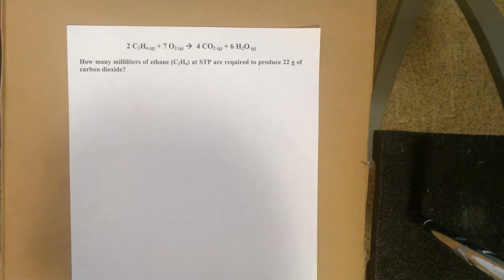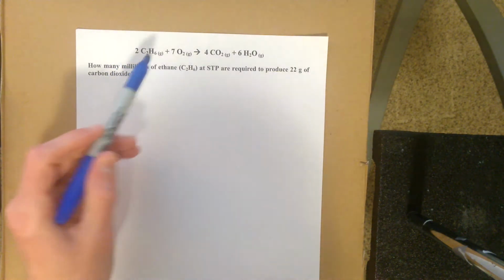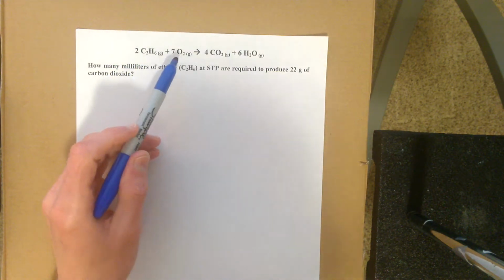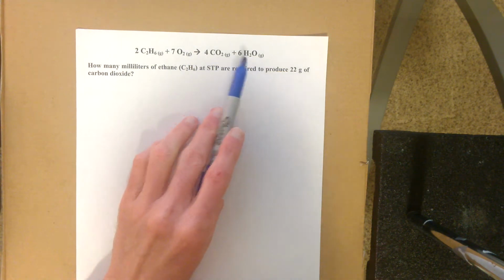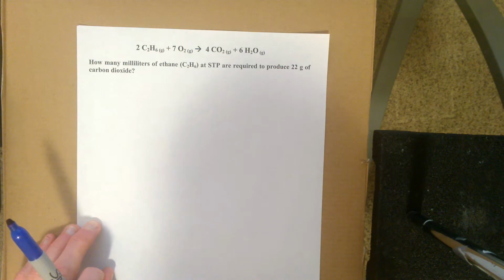Here's an example of gas law, in particular the ideal gas law stoichiometry calculation using standard temperature and pressure conditions. So first let's take a look at this reaction. We've got ethane combusting in the presence of oxygen to produce CO2 and H2O. This is a traditional combustion reaction of a hydrocarbon.